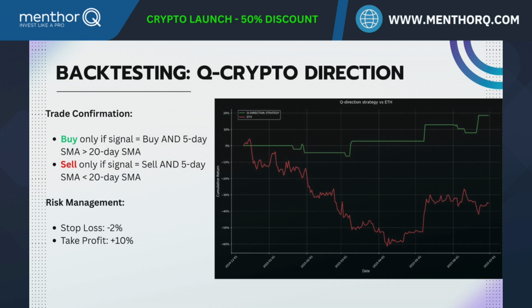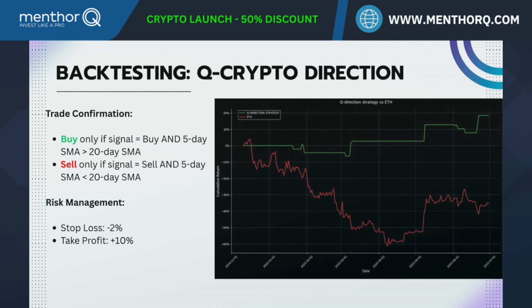And the last backtesting is using the direction indicator. Here what we do is we buy if and only if we see a directional signal and the 5-day simple moving average is greater than the 20-day simple moving average, and then we sell if we see a sell signal in the indicator, and again the 5 SMA is lower than the 20-day SMA. We apply a stop loss of 2%, and we apply a take profit of 10% from entry.